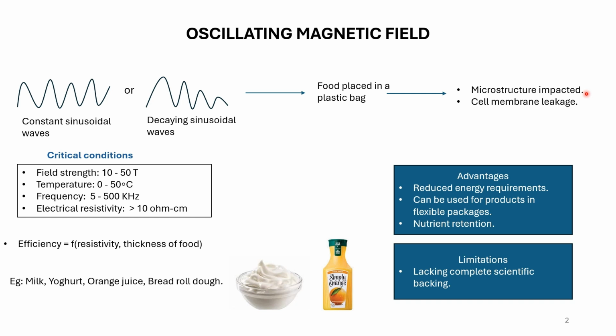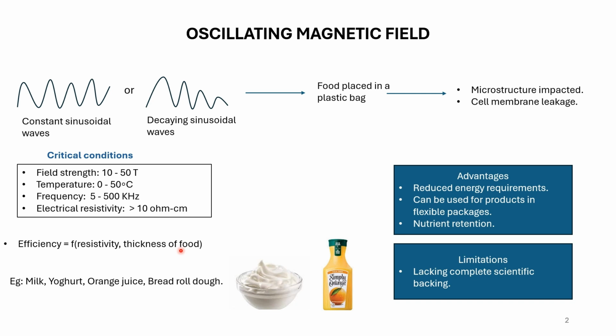The efficiency of this method depends on the resistivity of the food and the thickness of the food. Resistivity is how much the material can oppose the flow of current within it. This is called electrical resistivity. So if you have a product which has greater thickness and higher electrical resistivity, you need to apply a greater magnitude of magnetic field to minimize microbial load.